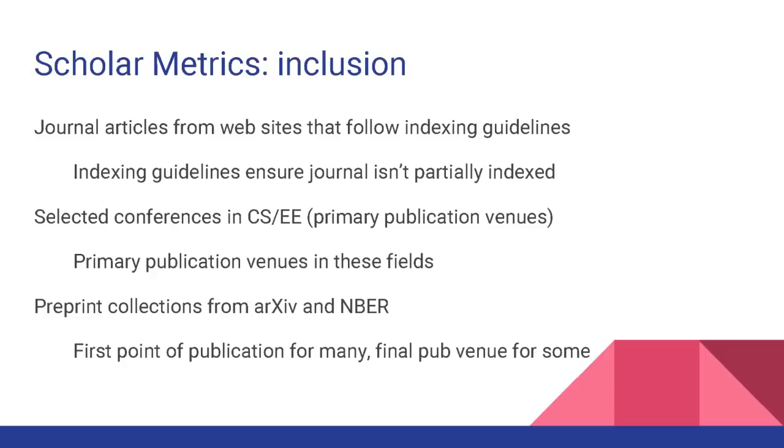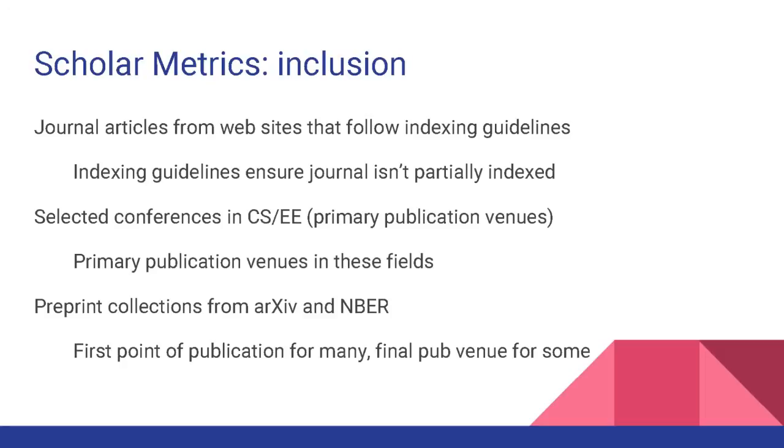And then there's, of course, all the other details of how you build a set of metrics around this measure. In Scholar Metrics, we include 3 different classes of publication venues. Journal articles, of course. We include journal articles from websites that follow these indexing guidelines. The requirement of indexing guidelines is to ensure that the journal is well indexed. If the journal is partially indexed, the metric is going to be off anyway, and it's not clear what the utility of such a metric is.